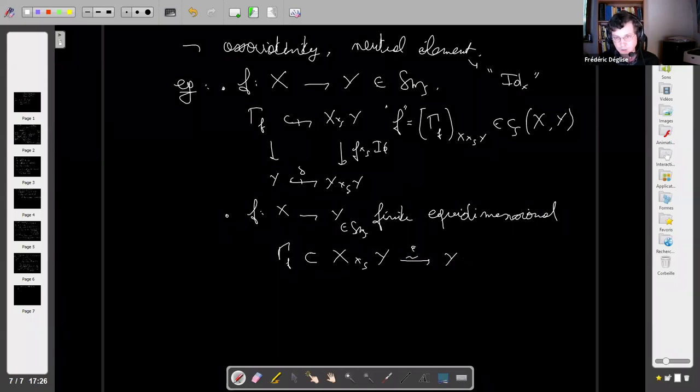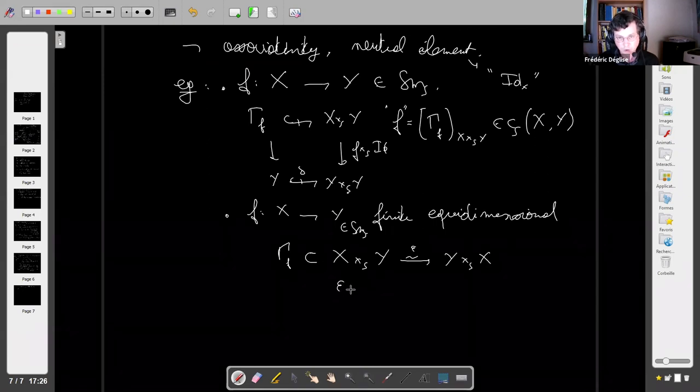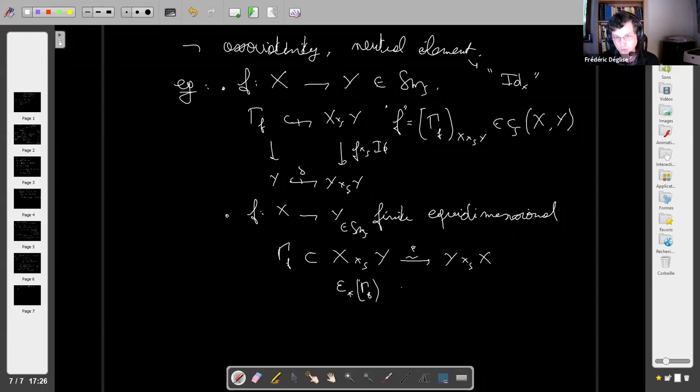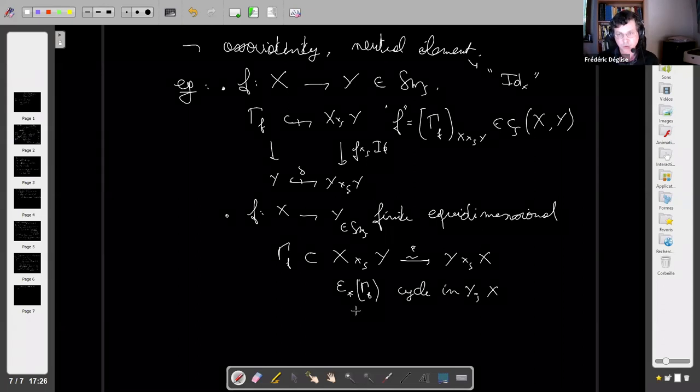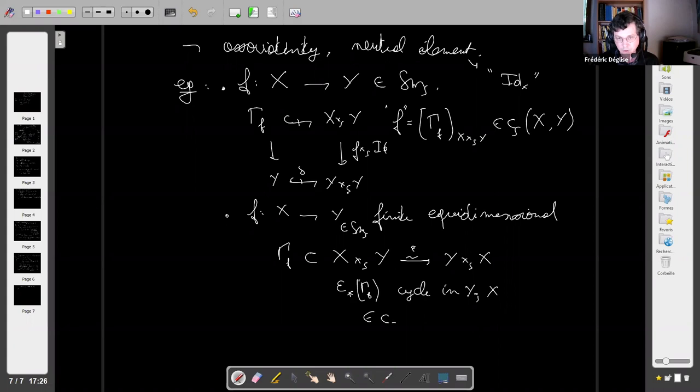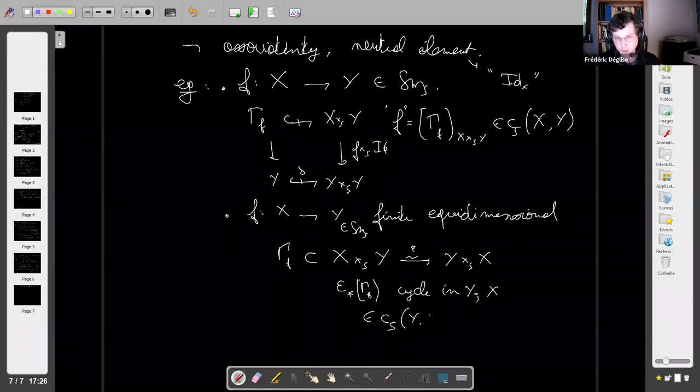you can switch the factors of this scheme here, and then let me write epsilon star gamma F for a cycle in Y cross S X. Then the projection from gamma F to Y is just the morphism F itself. So it's also finite equidimensional. And this gives you a finite correspondence, but this time from Y to X. And this I denote T of F, and it's called the transpose of F.